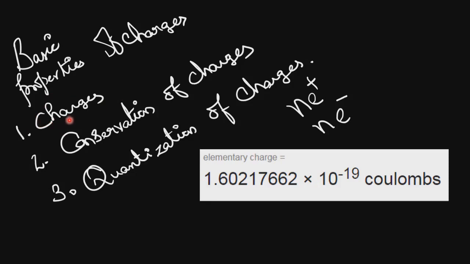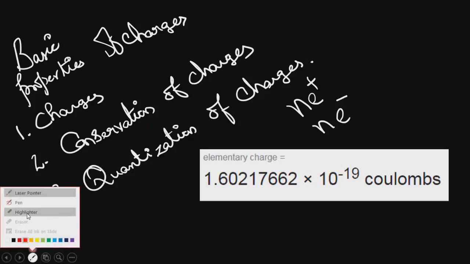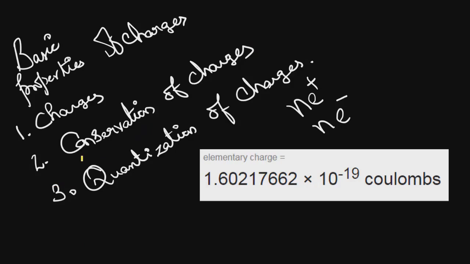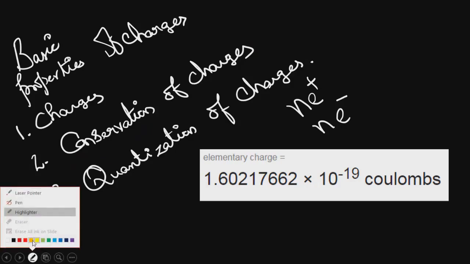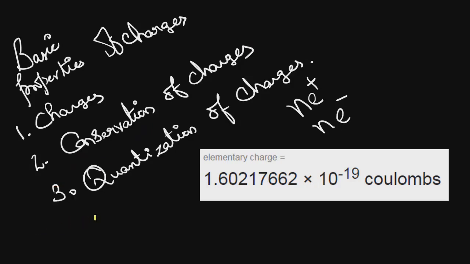Second one is conservation of charges. When one object is rubbed with another object, charges are transferred from one to the other. Before rubbing, both objects are neutral, and rubbing simply transfers the charges from one object to the other. You can follow the previous video.